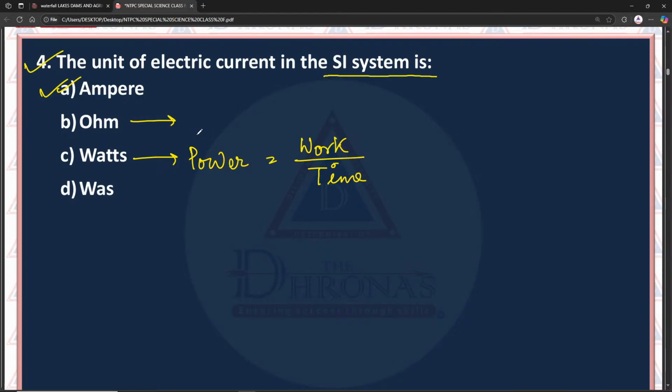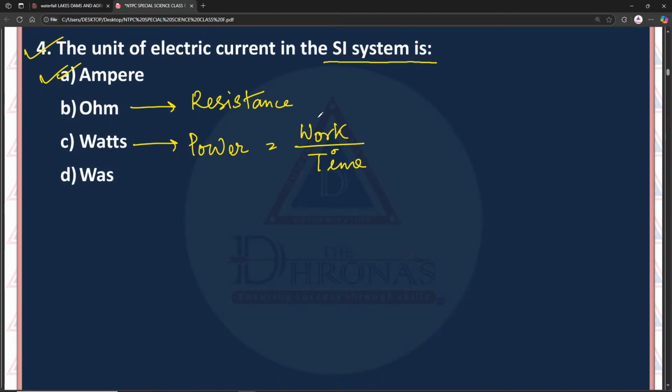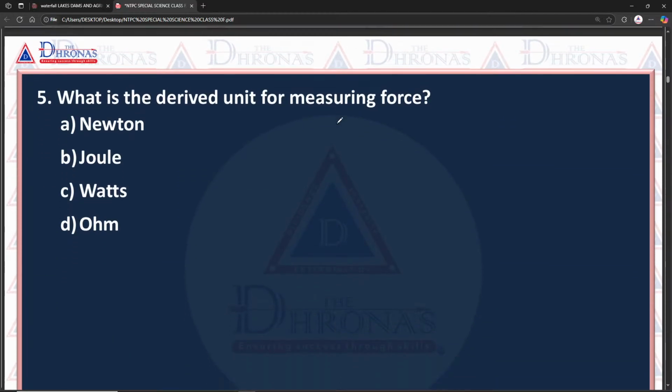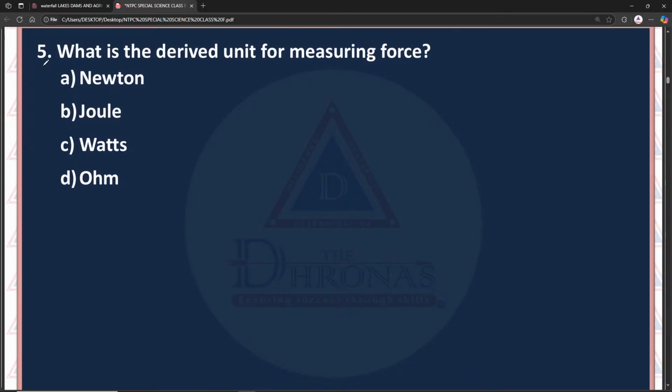Now, ohm किसका unit है? Whose unit is ohm? Ohm is a unit of resistance. ठीक है? Ohm is the unit of resistance. Moving on to the next question. Question number 5. What is the derived unit for measuring force?